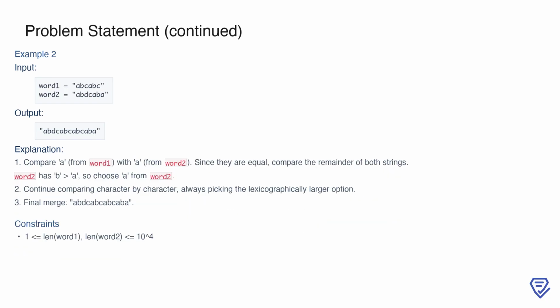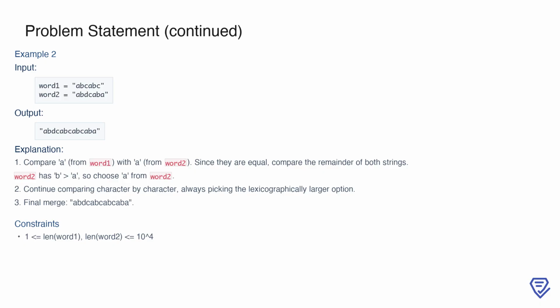Here's another example to clarify the approach. This time, word1 is abkab and word2 is ebkaba. We begin by comparing the leading characters, which are both a. When the characters are equal, we look at the remaining substrings. In this case, the next character in word2 is b, which is greater than the next in word1. So, we choose a from word2 and append it to the merge.